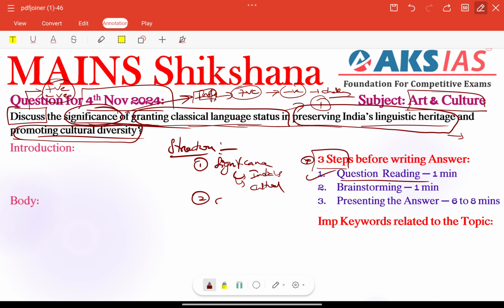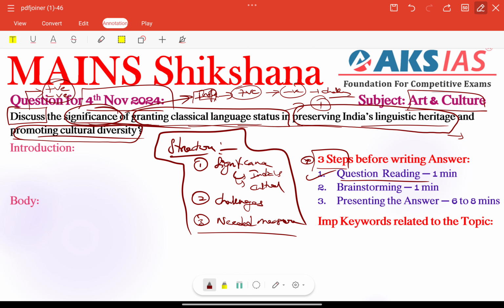So next important thing is we need to give at least 2 to 3 challenges, right? Next important thing is needed measures, because even though it is a historical or history related question, we can include these types of challenges and needed measures because the keywords mentioned in the question are related to contemporary issues or present issues, right? So here we need to include this particular strategy structure, right?